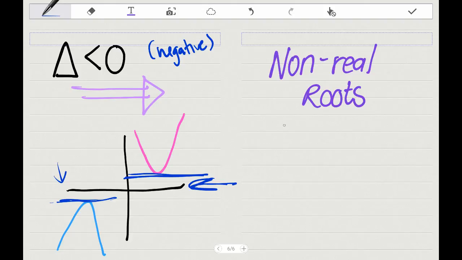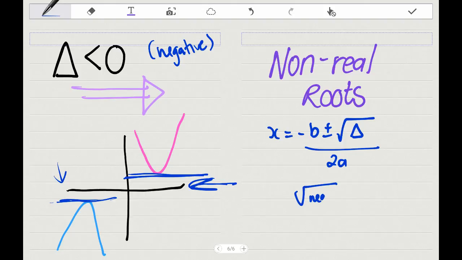Why do we get a negative? Because remember, the formula is x is equal to minus b plus or minus the square root of the determinant over 2a. That, remember, is b squared minus 4ac. So what happens when we have a negative under a square root is then we have a non-real solution. So when delta is negative, we have a non-real root, and it looks like that. It doesn't really cut the x-axis at all.